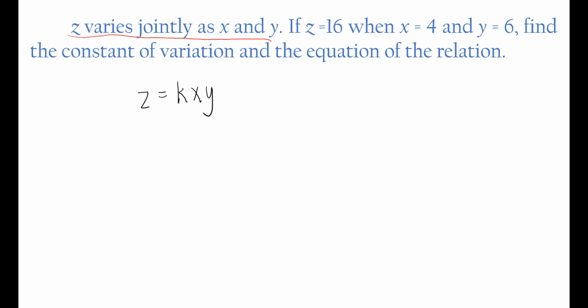And then we will use the given values. Z is 16 when X is 4 and Y is 6, and then substitute it to our equation to solve for the value of K. Doing so, in this equation, Z will be 16, K will be retained, X will be substituted by 4, and Y will be substituted by 6. And then simplify the equation.